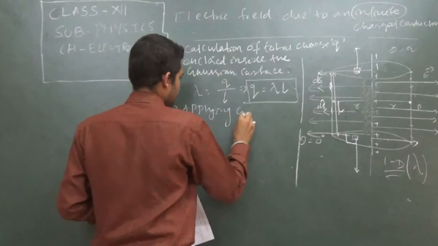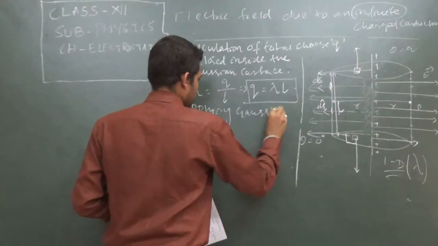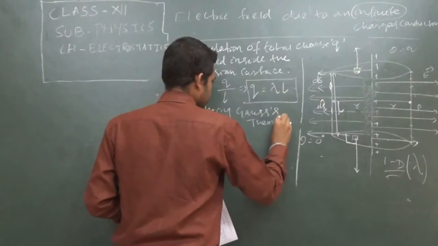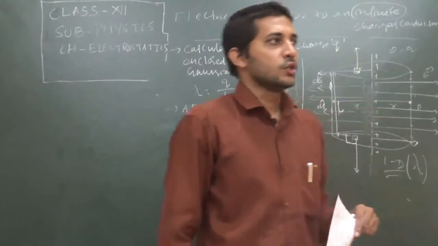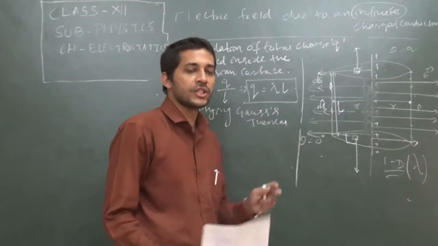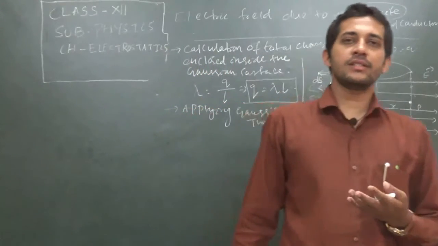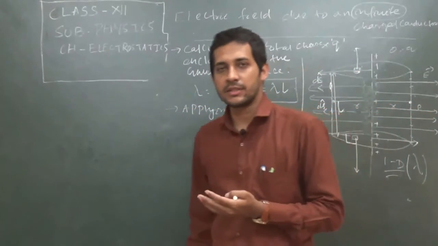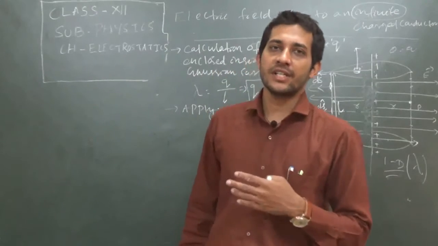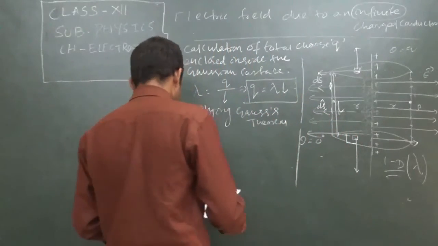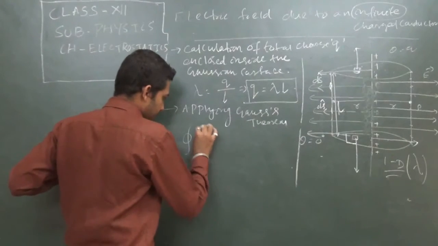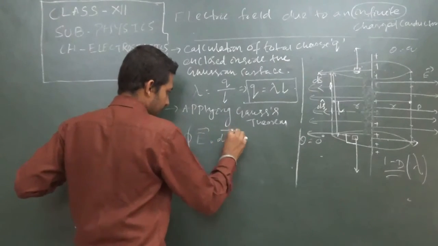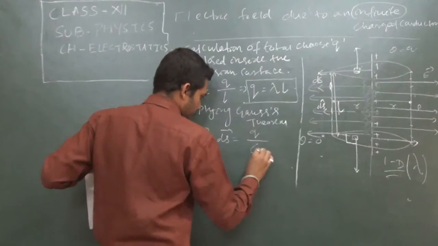Applying Gauss theorem. Clear? Okay. So the Gauss theorem we have, that is the closed integration over E dot ds is equal to 1 upon epsilon times the whole charge, that is Q. So we will write the formula there. What does the Gauss theorem say? Closed integration over E dot ds is equal to Q upon epsilon naught.